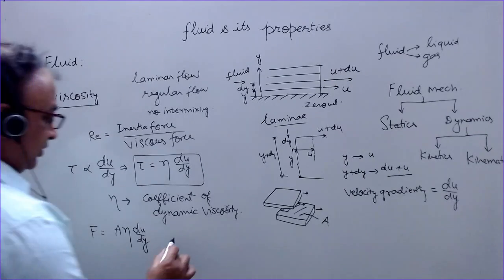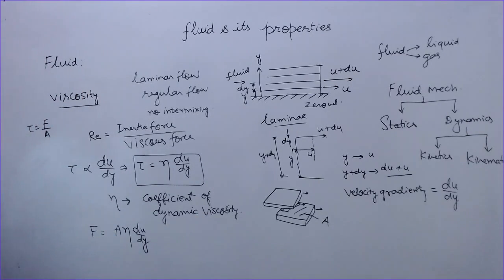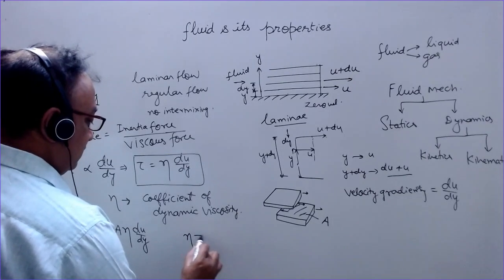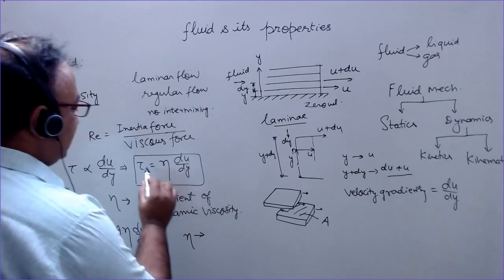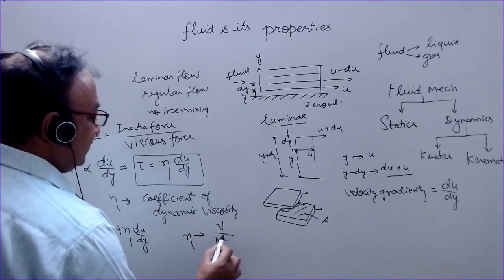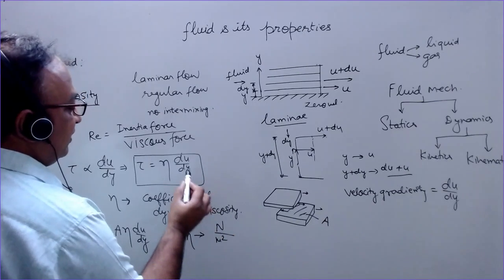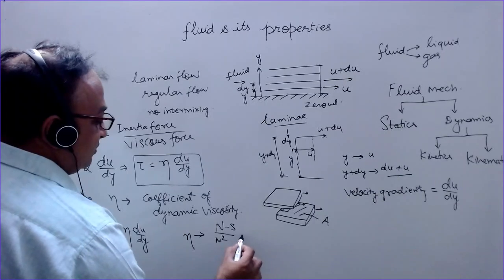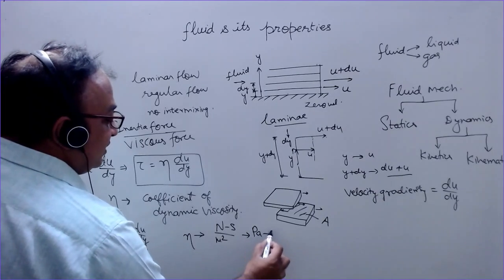The unit of this you can find later on, we can discuss this also. Unit is tau is having Newton per meter square, and du by dy is having per second. So it is Newton second per meter square, sometimes also referred to as Pascal second.